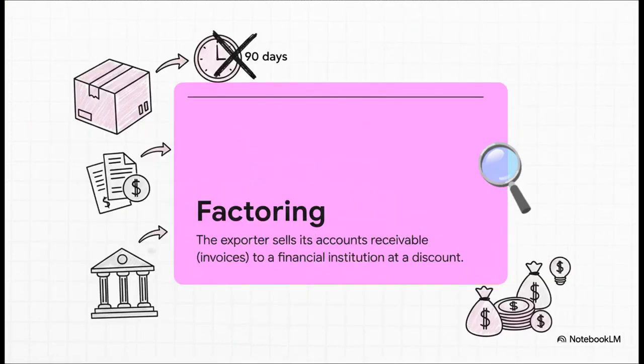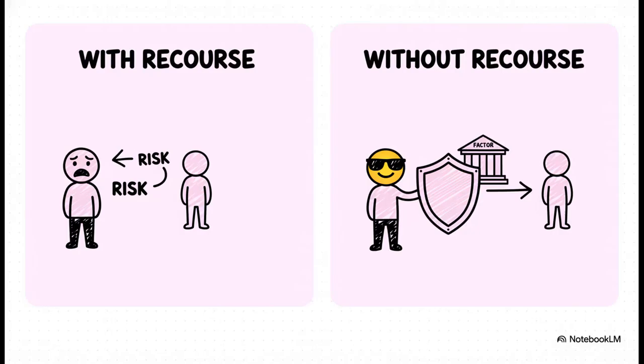All right, let's switch gears. What if the problem isn't trust at all, it's just time? That timing mismatch we talked about. You've shipped your product, you've sent the invoice, but the payment terms are 90 days out. The thing is, you need cash now to pay your employees and buy more materials. This is a super common problem, and a popular solution is called factoring. It's simple. You basically sell your unpaid invoices to a finance company at a small discount, and they give you the cash right away.